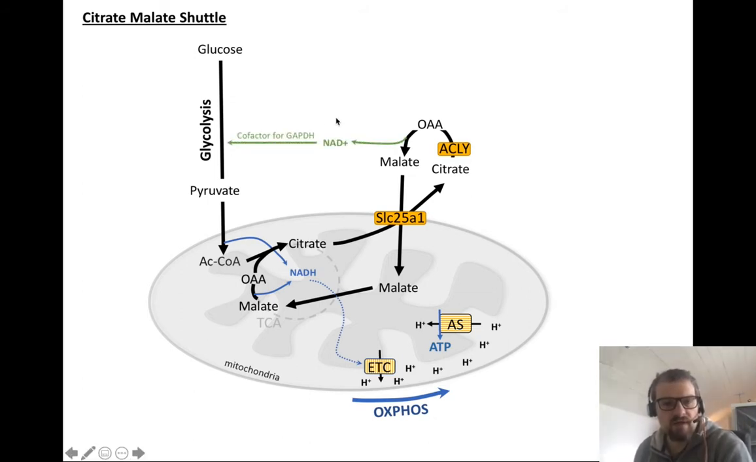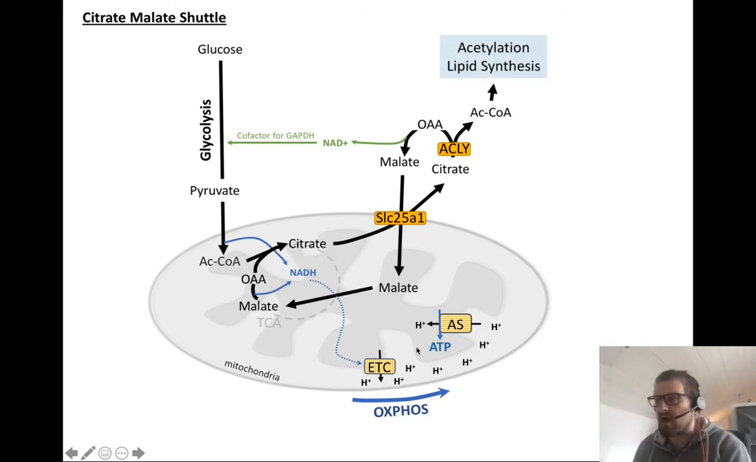But you also allow for the restoration of NAD+. So here, conversion of oxaloacetate to malate uses NADH and generates an NAD+. And as we said in the first lecture, NAD+ is an important cofactor for GAPDH. So this is simultaneously supporting glycolysis by regenerating NAD+, and generating the reducing equivalents that feed electrons into the electron transport chain for driving OXPHOS. So, are there any other outputs of this cycle?